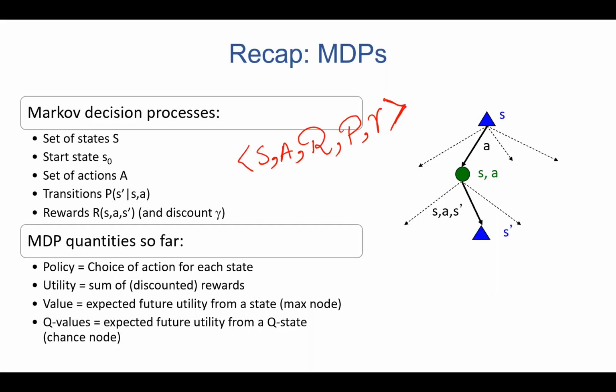Then we have the utility, the sum of discounted rewards. And the value is basically the overall value of the game. How much value are we going to get from a certain state, the expected future utility all the way to the end of the game. We're going to talk about how value iteration works, or how this value is calculated. And there is a new thing that we talked about in brief, the Q values.